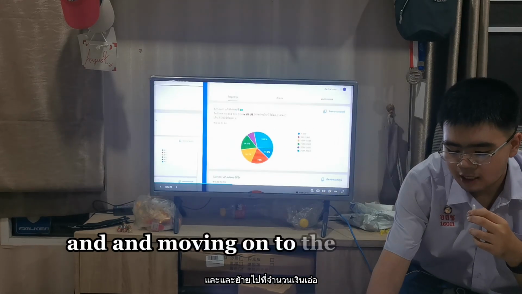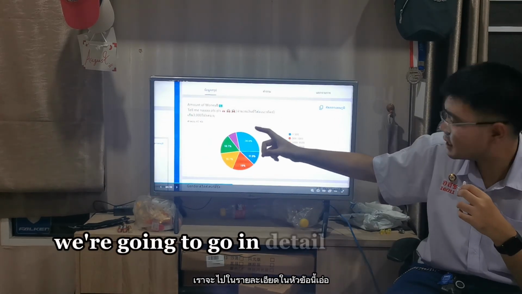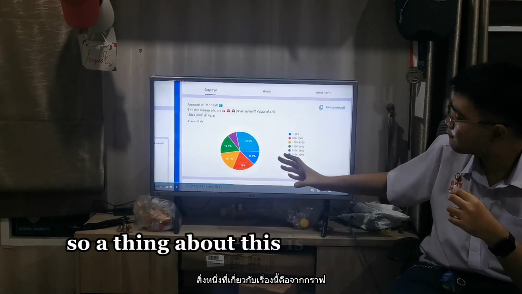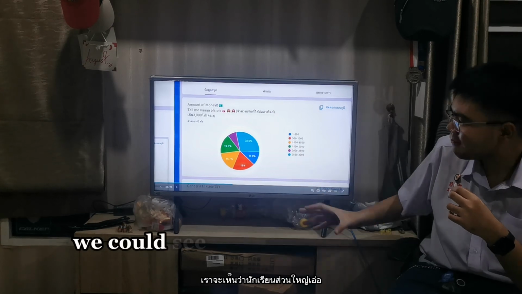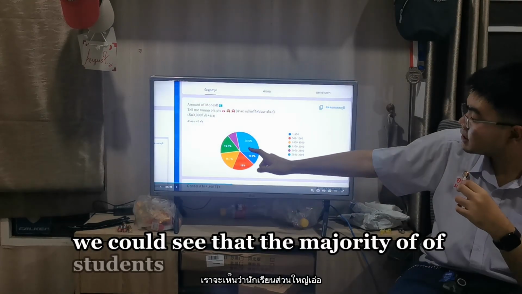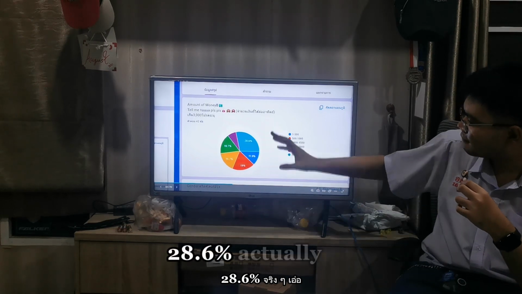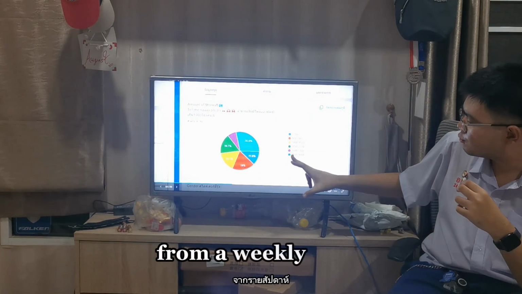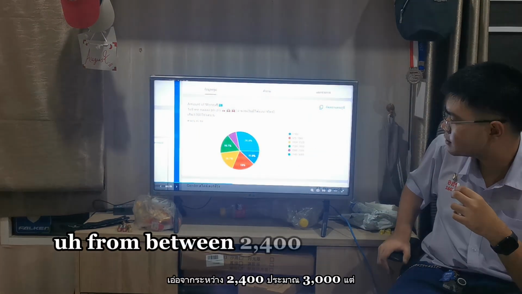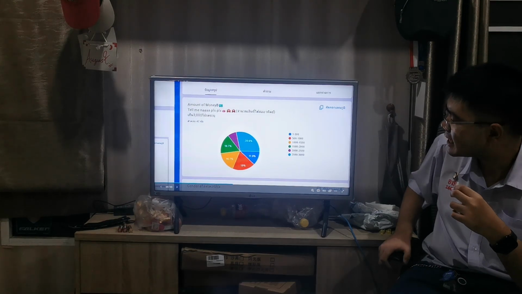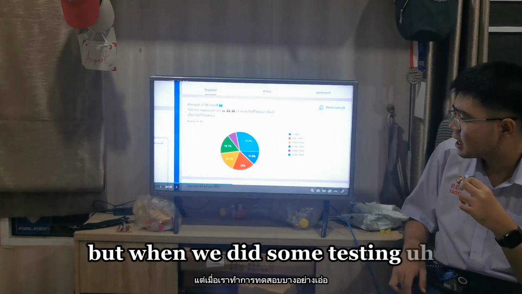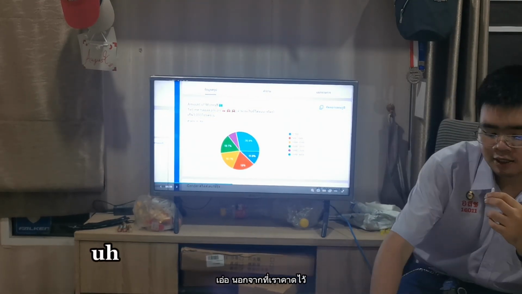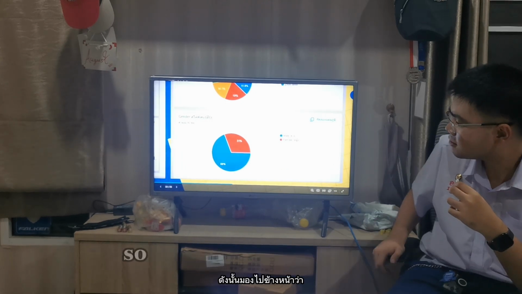And moving on to the amount of money, we are going to go into detail on this topic very shortly. From the graph, we could see that the majority of students, 28.6%, receive a weekly amount between 2,500 baht and 3,000 baht. But when we did some testing, our results actually came in a different light than we expected. So looking forward to that.